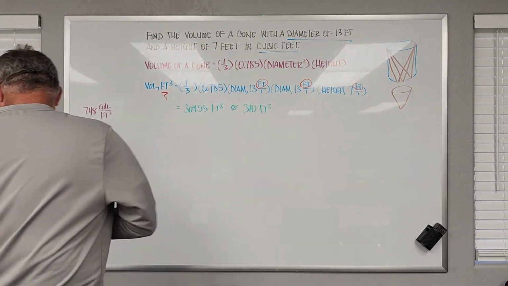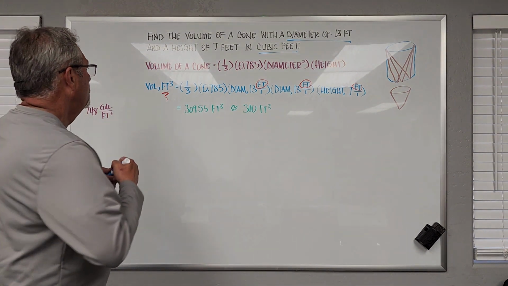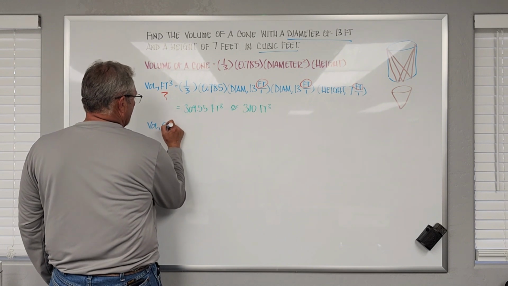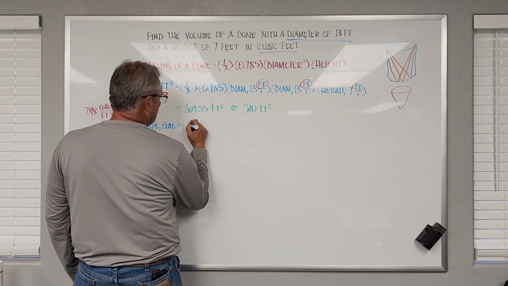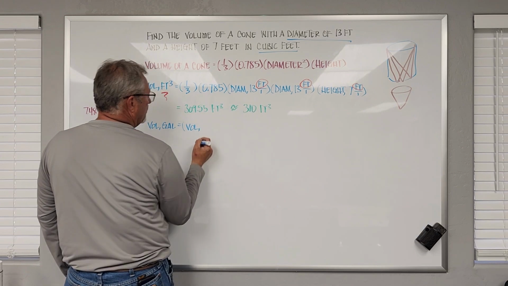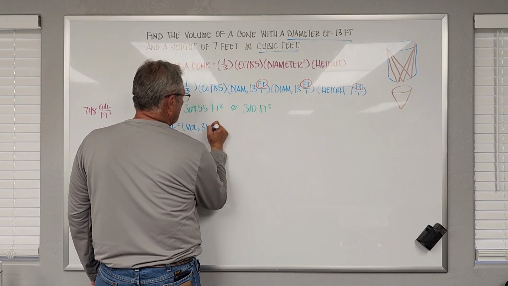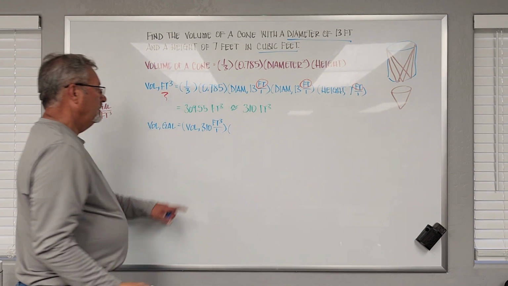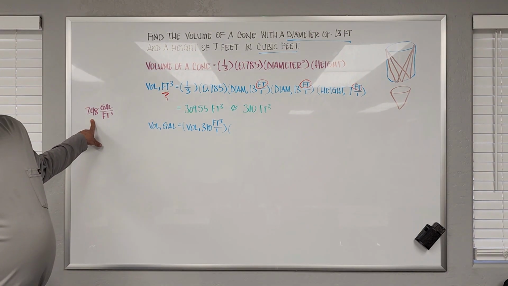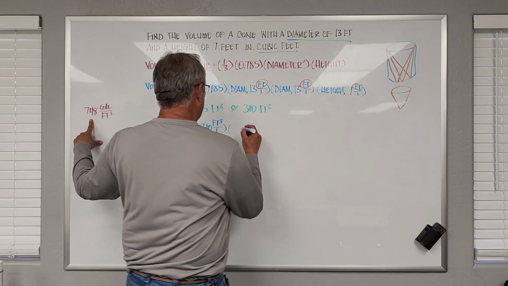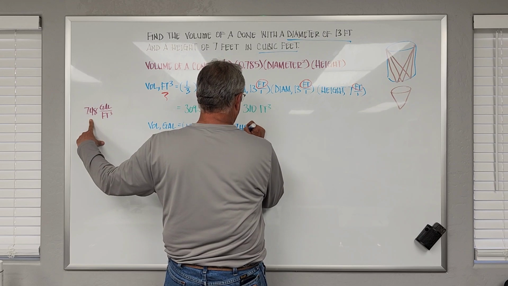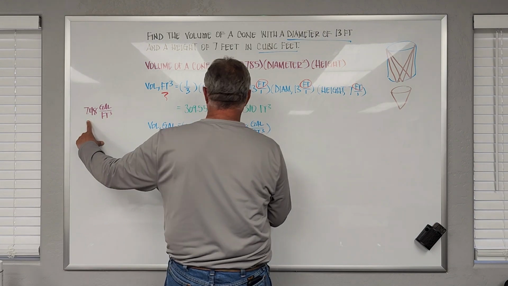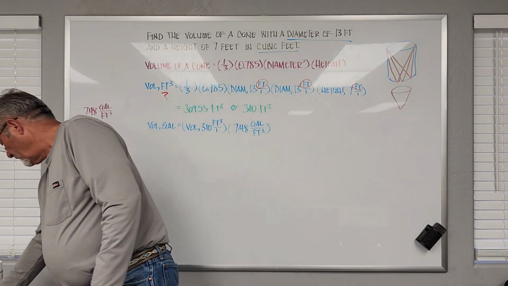So just for fun, even though it doesn't ask for this, we're gonna write a formula down to say volume in gallons is equal to the volume, which is, we'll call it 310 cubic foot over 1. Multiply that by 7.48 gallons per cubic foot. And that should give me gallons.